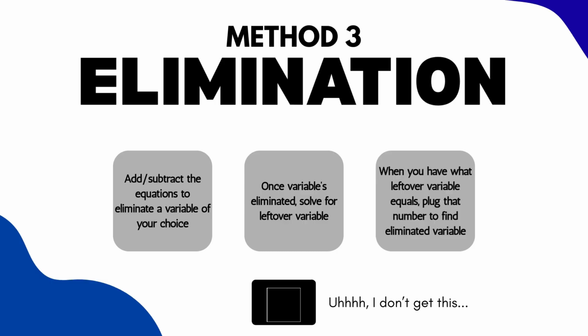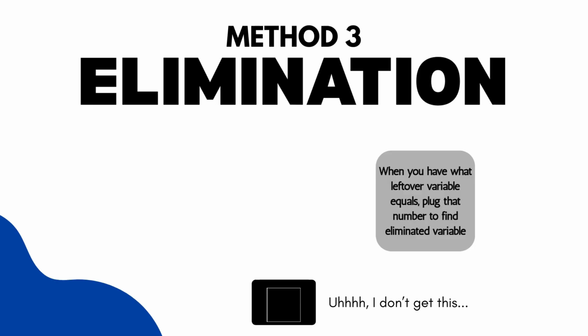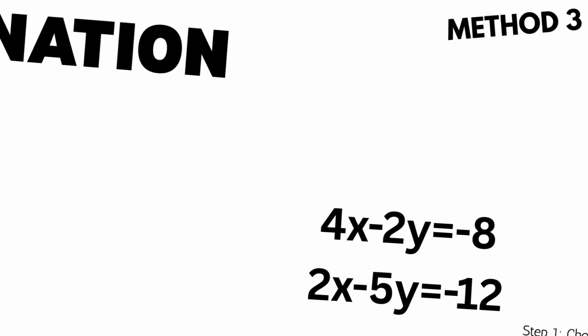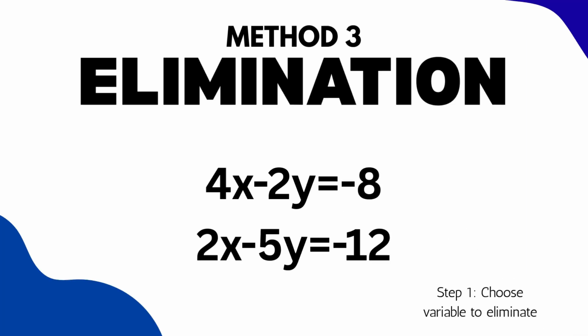Okay, so we got this system of equations, 4x minus 2y equals negative 8, and 2x minus 5y equals negative 12. The equations are in standard form. Okay, first step, which variable do we want to get rid of? x.